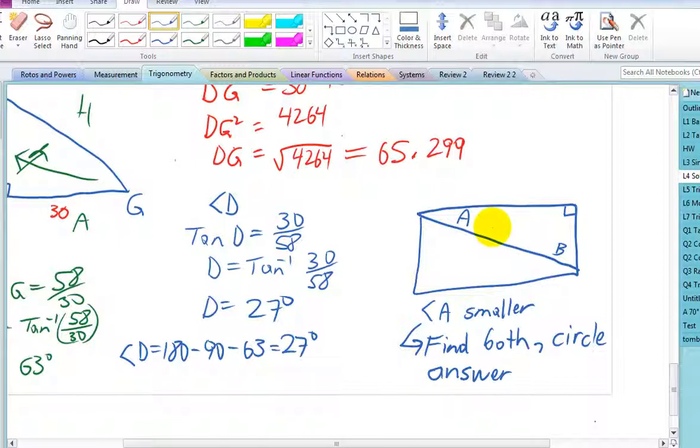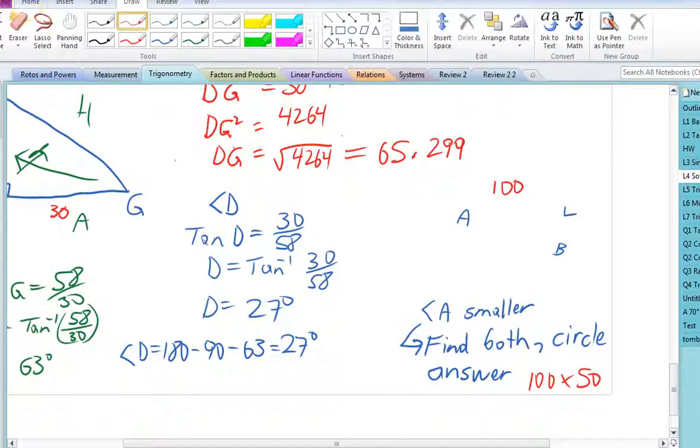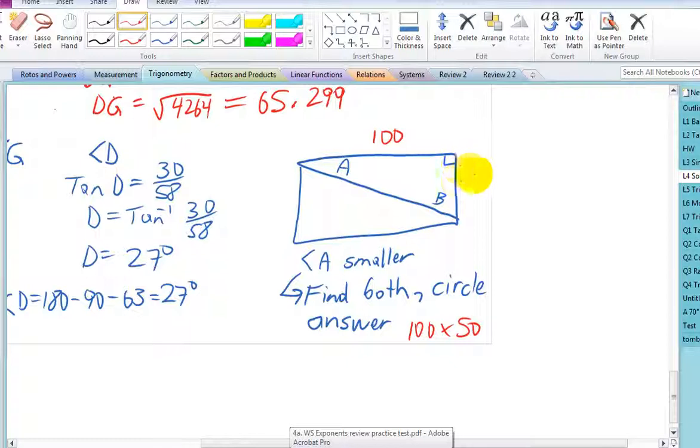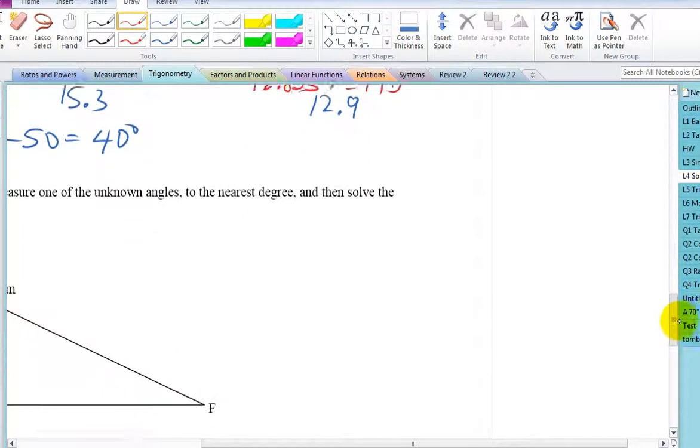Looking at your triangle, if the rectangle rather, if the measurements were 100 by 50, where would you put 100? Over here? No. Why? Because it's short. Exactly. So put the big measurement on the big side. Okay, so there should be 50. Good. Any questions?